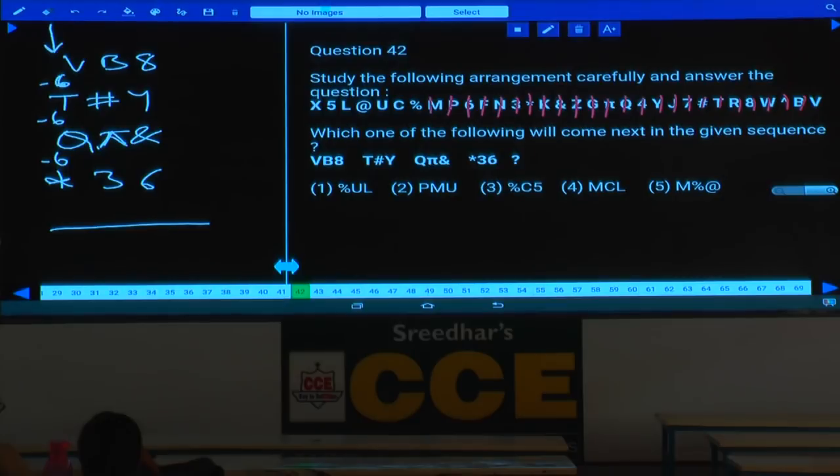What should be the first element here? The first element must be M. As the first element is M, then check out the second letter. Hence, we are having only 2 choices. Either choice 4 can be your answer or choice 5 can be your answer.